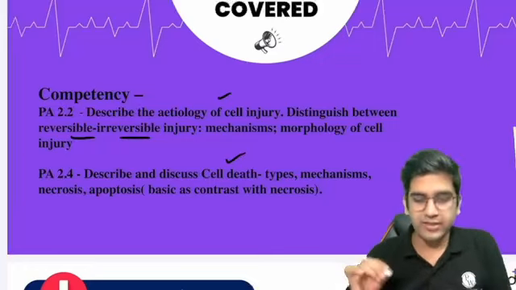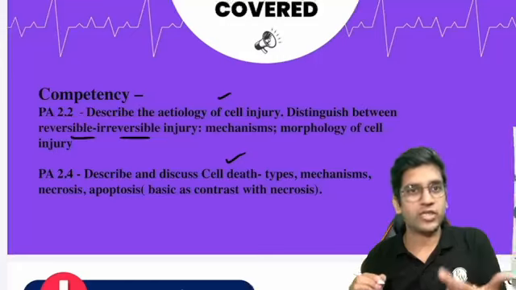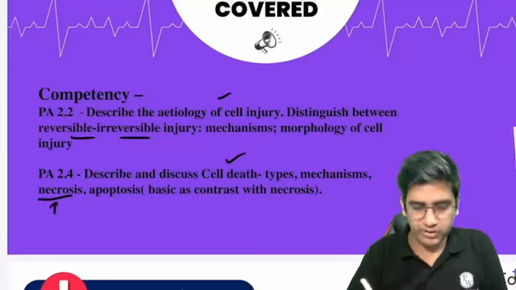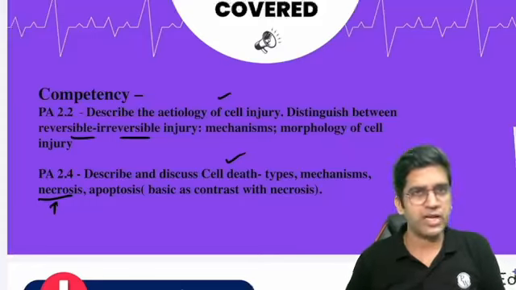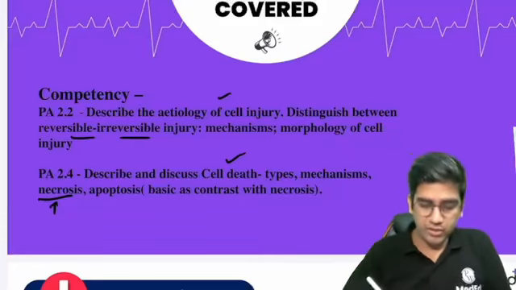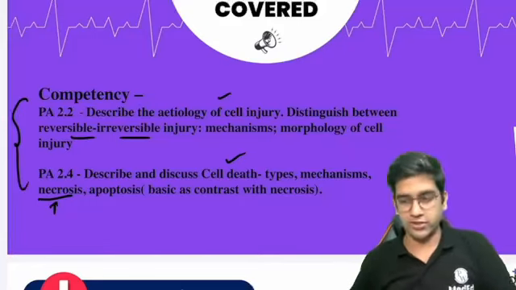Today's competencies which I'll be covering as per your CBME curriculum: the etiologies of cell injury, distinguishing between reversible and irreversible cell injury, the mechanisms of cell death or the damage happening, and the morphological changes in microscopy, what all changes I can see. Then we'll talk about cell death. There are two major types of cell death, necrosis and apoptosis. Today, I'm going to talk majorly about necrosis. Maybe in the subsequent sessions, I'll talk about apoptosis as well and other forms of cell death also. So these are two competencies we'll be covering in today's lecture, right?